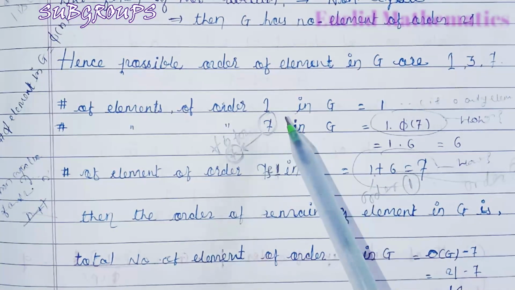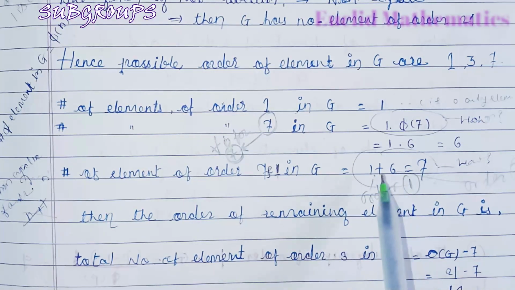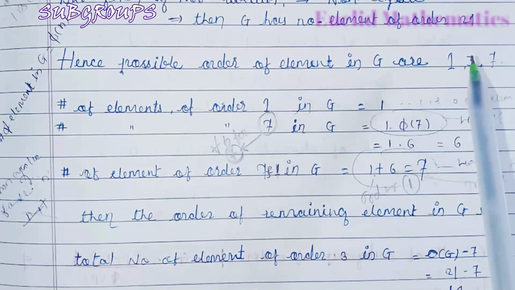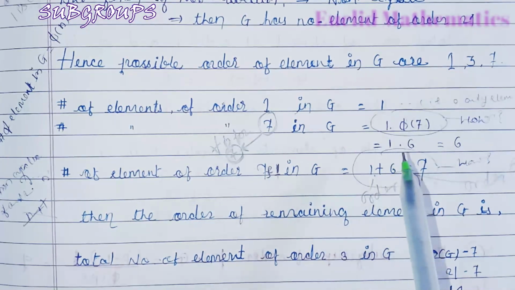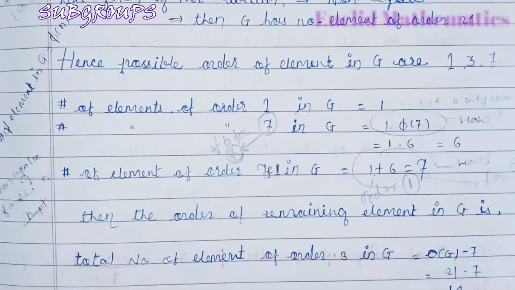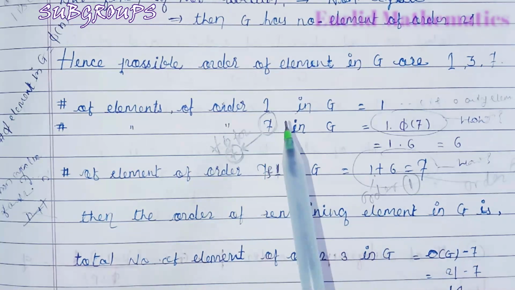So I got the elements of order 1 and order 7, and the remaining we want are the elements of order 3. The total number of elements of order 3: that means we have elements of order 1, 3 and 7. So if we subtract the elements of order 1 and order 7 from our group, then what is left over are the elements of order 3. Okay, so the total number of elements of order 3 in G is the order of G minus the total number of elements of order 1 and 7.